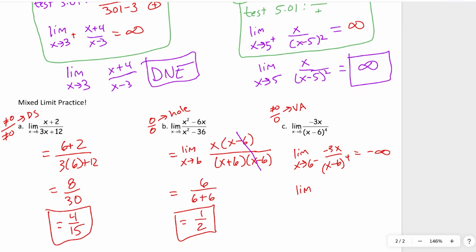And if I test the right-hand limit by plugging in something like 6.01, again, we get a negative on top, a positive on the bottom. So that's also going to be negative infinity. And since those two are the same, we're going to say that the limit as x approaches 6 of negative 3x over x minus 6 to the 4th is negative infinity.